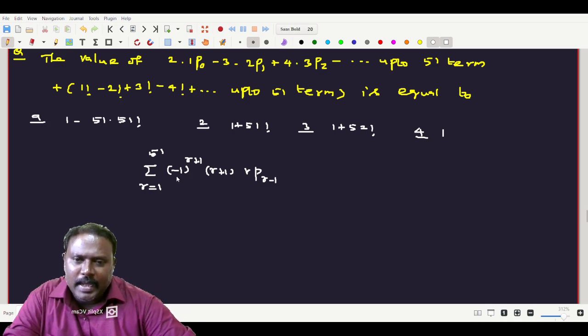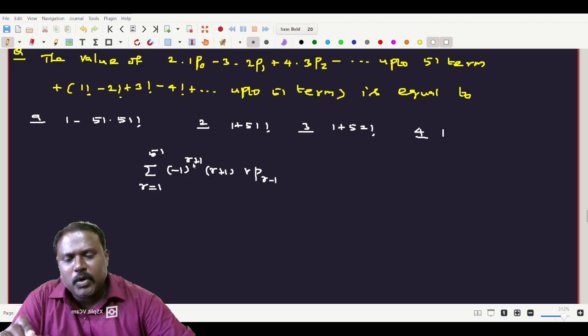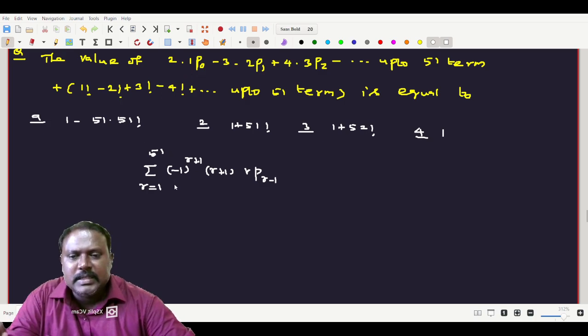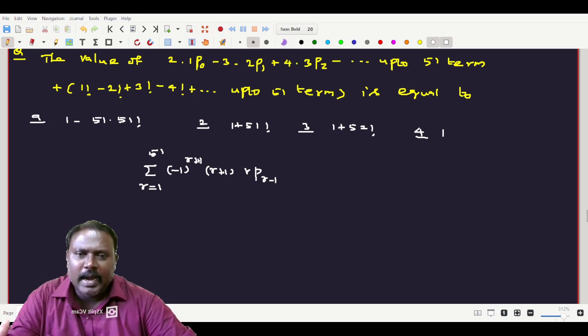Now let us see whether this summation notation works or not. First, if I put r equal to 1, minus 1 whole power 2 will come. What is minus 1 whole power 2? Plus 1. Here I will be getting 2. Okay, this term generates, right? And then this is 1 P0. The first term got generated, and then next I need to put r equal to 2. So minus 1 whole power 3 will come, that is negative, right? So this negative generated, and then here 2 plus 1, 3 will come, and then this is 2 P1 will come. Remaining all other terms will get created.